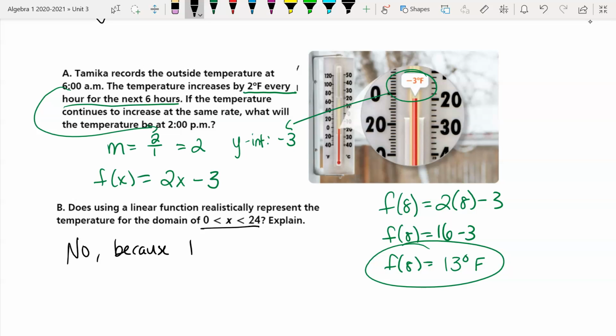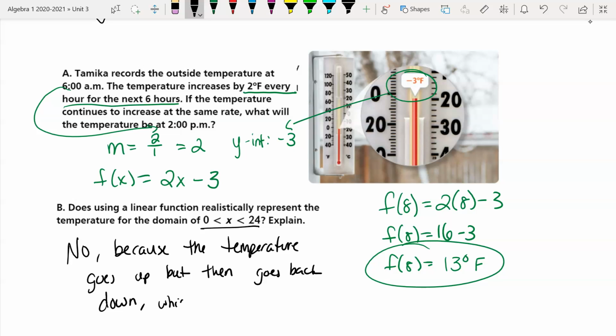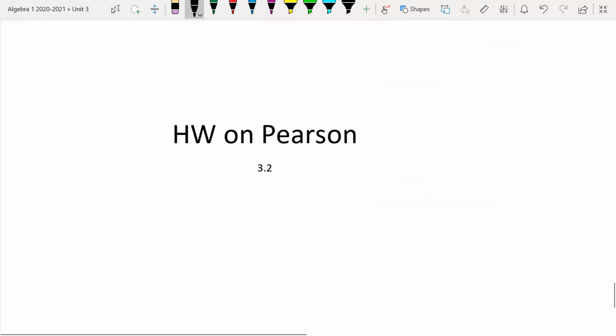because the temperature goes up, but then goes back down. Which is not a linear function. Because a linear function would just be constantly going up. Be a straight line like that if we graph it. Okay? So that's pretty much everything from 3-2.